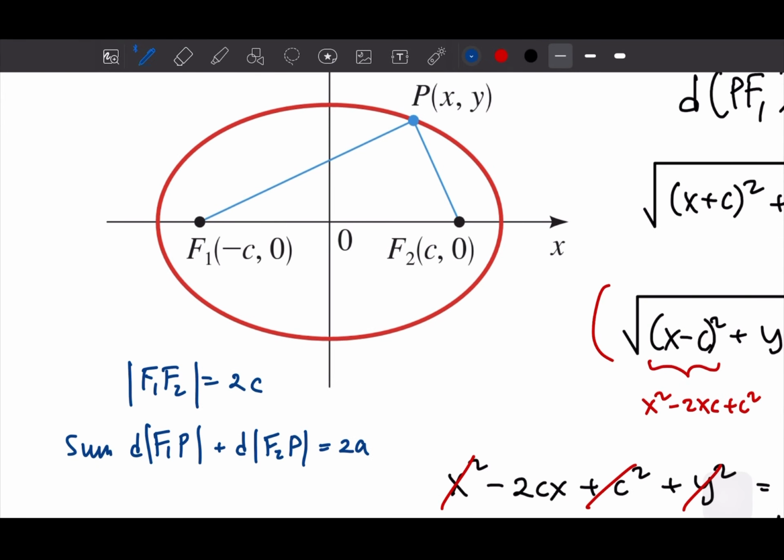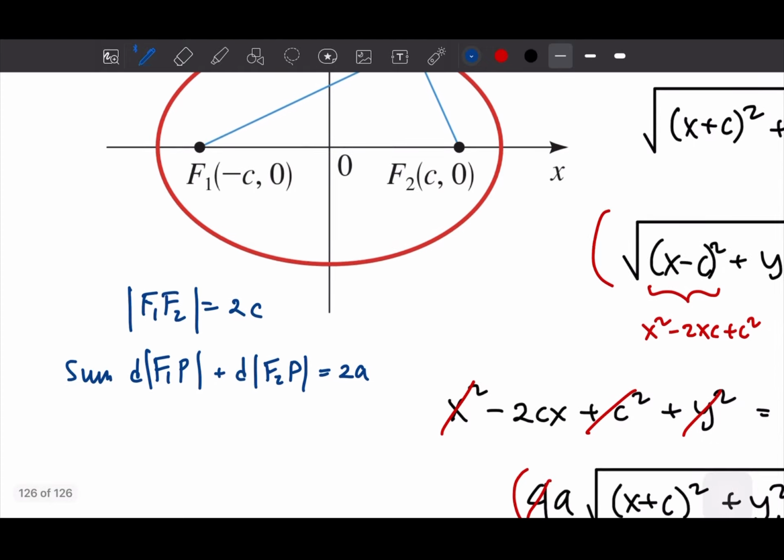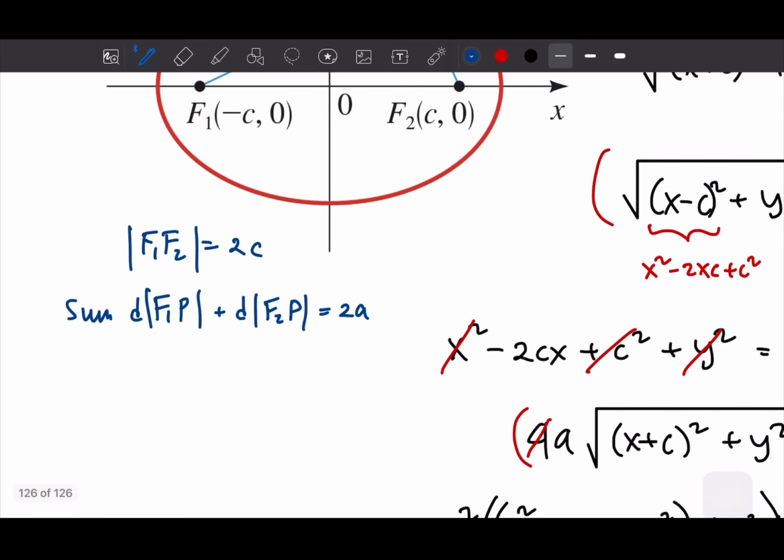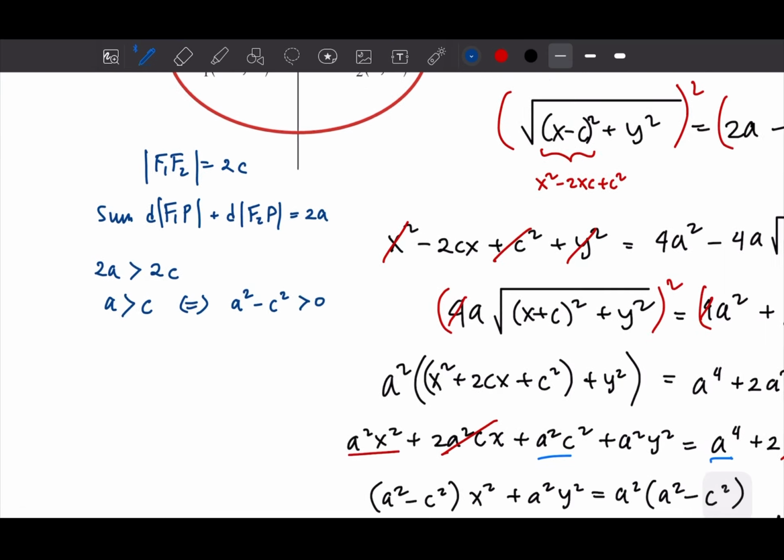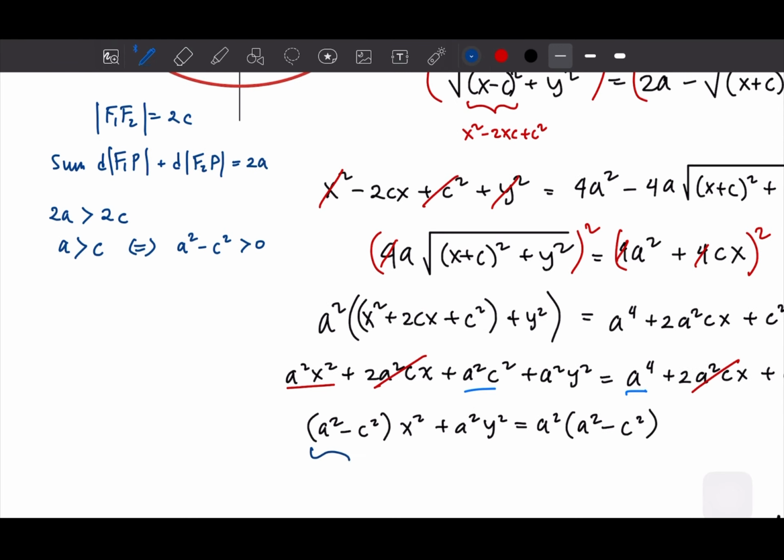And now you need to convince yourself that this 2c is less than the sum of these two, right? So we could simply say that 2a is larger than 2c, or we could say that a is greater than c. Which gives our conclusion that a squared minus c squared needs to be positive. Okay, so this part here is a positive value.